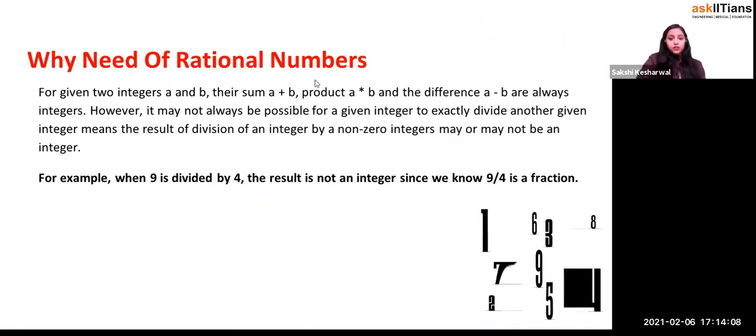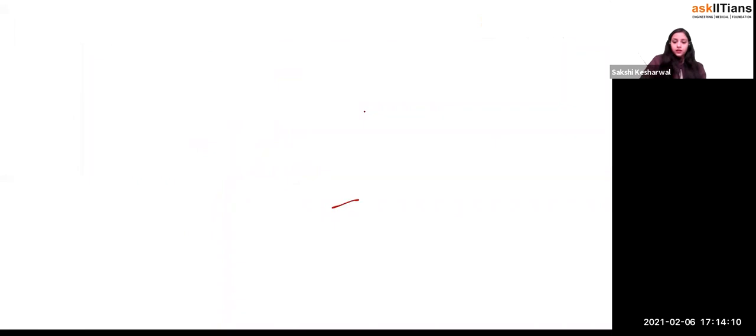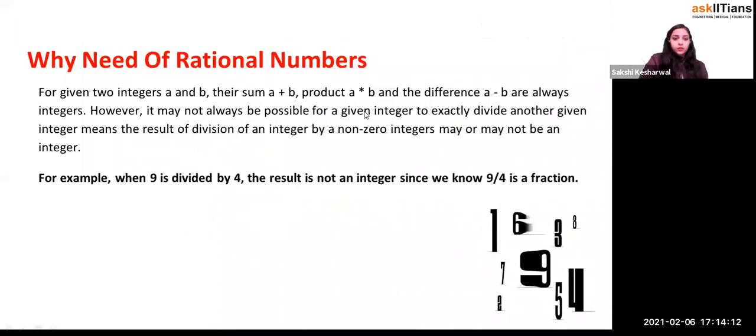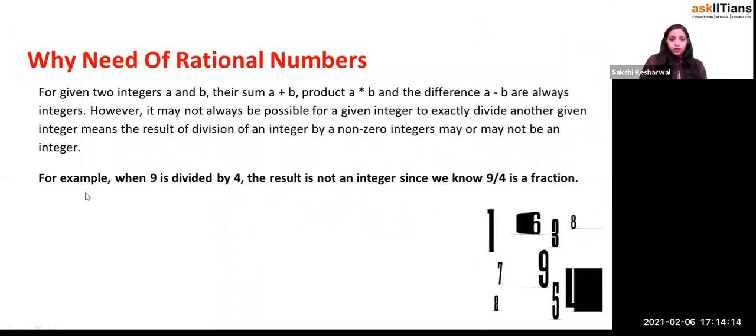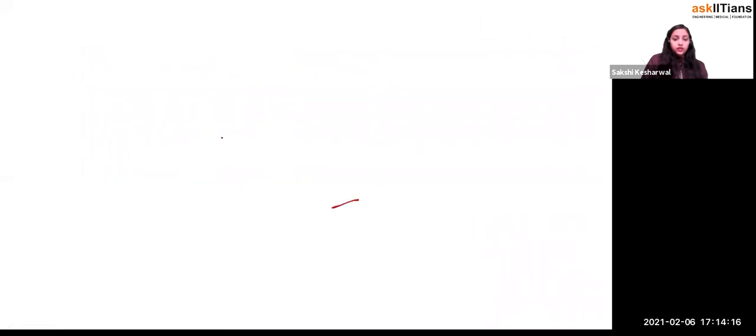Please always, you're always most welcome to ask, right? See over here. Why do we need a rational number? Just if you see, I cannot use anything over here.